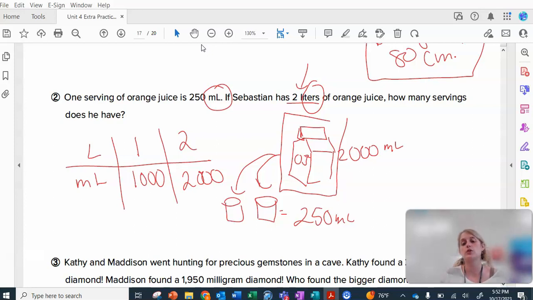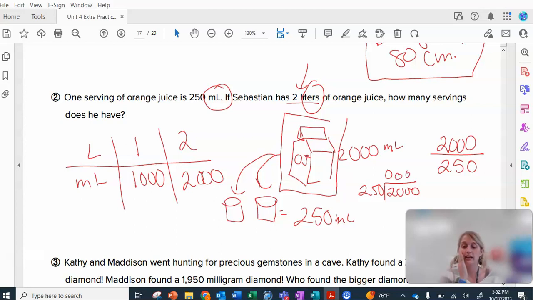So this is actually a division problem. All the stuff that I have divided by the size of one serving. If you did that as long division, the 2,000 would go inside, the 250 would go outside. 250 goes into 2, nope. 250 goes into 20, 250 goes into 200, and no. 250 goes into 2,000. Hint, pretend it's 25, and you're skip counting by quarters.